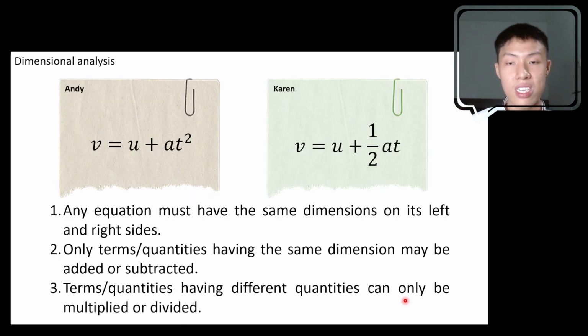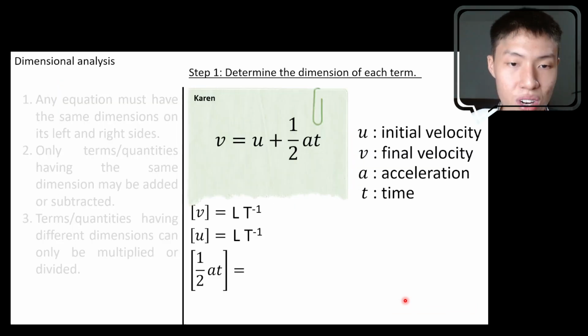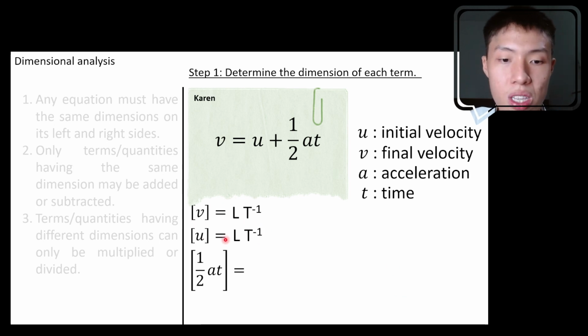Karen's equation is V equals U plus half AT. So let's try to analyze her equation. Well, V and U we don't need to analyze anymore. It's the same as Andy's equation. But now instead of AT squared from Andy's, Karen writes half AT. Half AT, we need to do an analysis to determine its dimension.